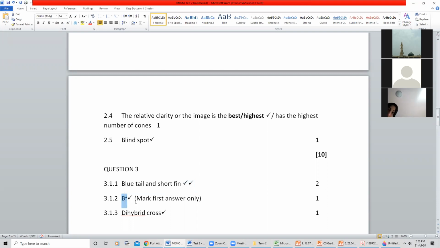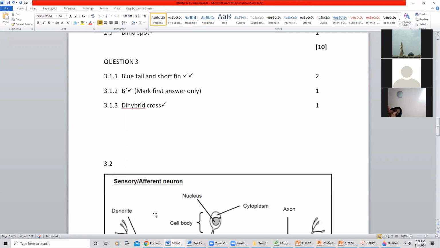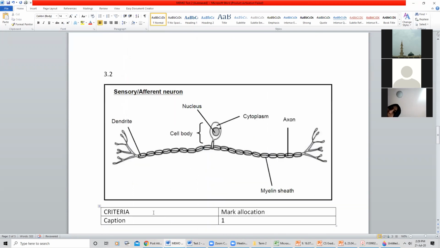If you had more than one answer that you wrote, only the first answer would have been marked. And it's a dihybrid cross. When you draw a sensory neuron, it should look something like this here. Okay, so you should have the cell body in the middle, not at the start like in a motor neuron.